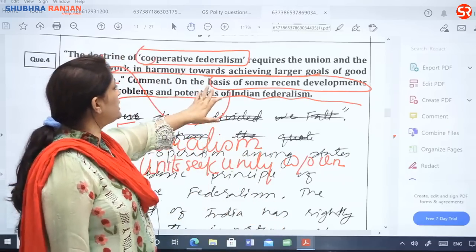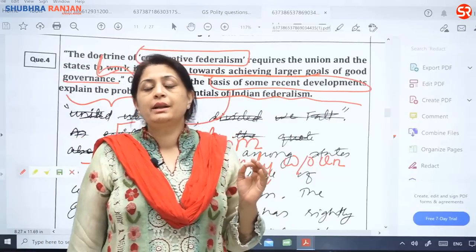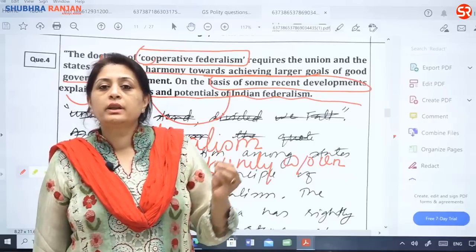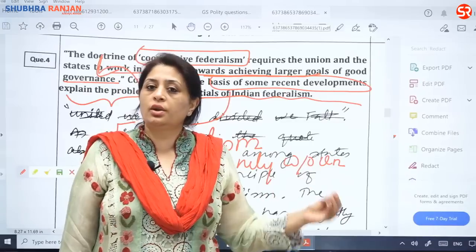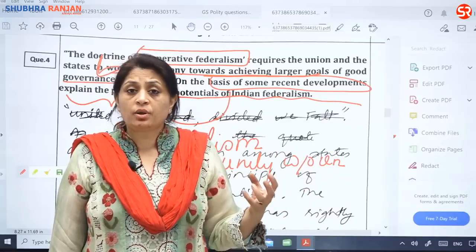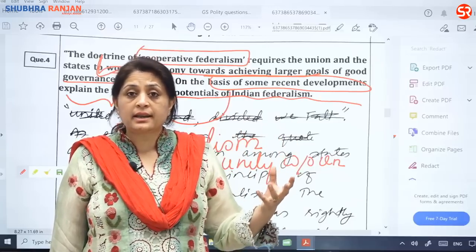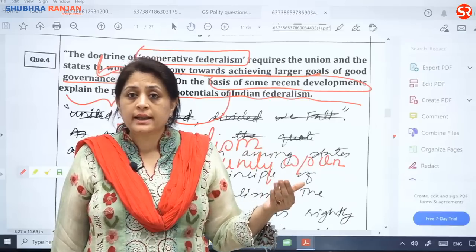Now the question is on the basis of some recent developments. The recent development is like the COVID crisis. The recent development is like the GST issue. The recent development is like the farm bill, the labor laws. So India also has that concurrent jurisdiction or concurrent list.